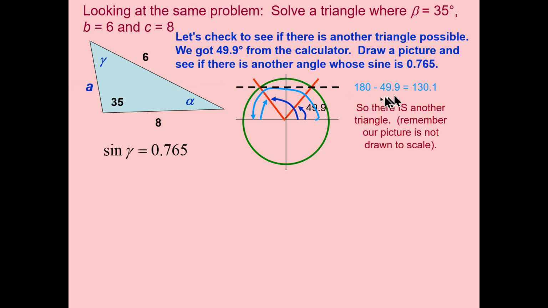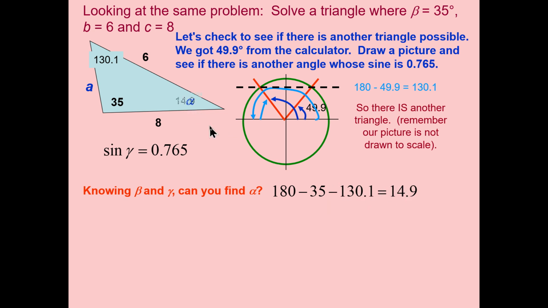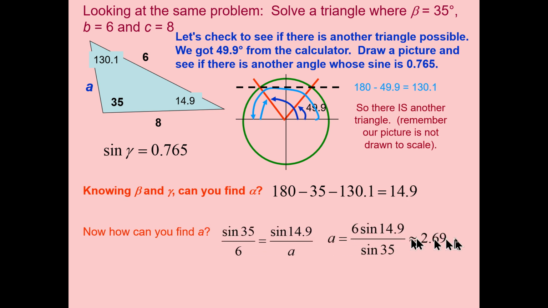What is the angle going to be? 180 minus 49.9 gives me 130.1. So the second angle there is 130.1. Knowing beta and gamma, knowing the two angles here, can we find the third angle? You can find it by subtraction, 14 degrees. Can you find A? Yes, we can. Law of sines again. Cross multiply and divide. A is equal to 2.69.